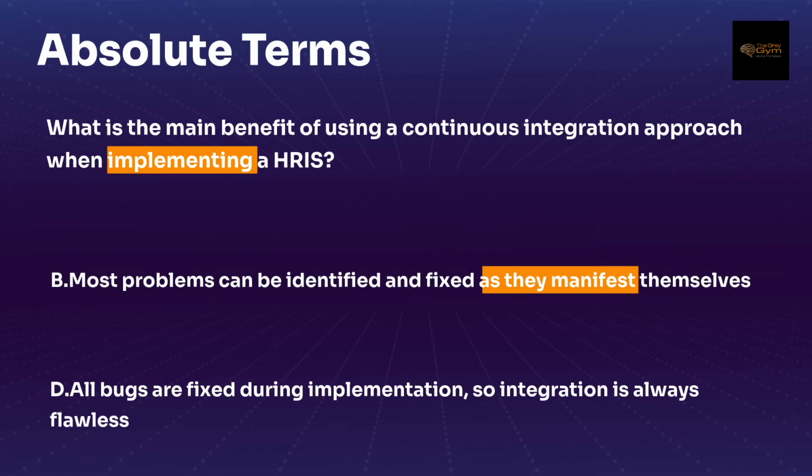Great. Let's look at option D. All bugs are fixed during implementation, so integration is always flawless. This one is easy too. We can find the words all bugs and always flawless, which are both absolute terms. So this option is out of the equation as well.